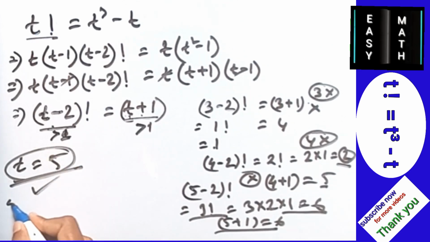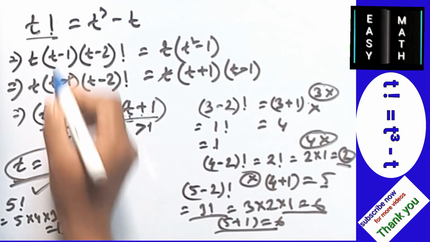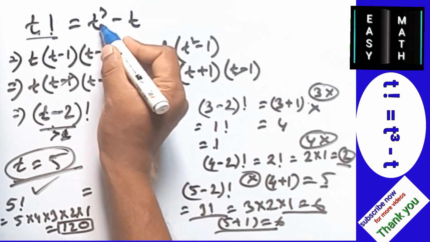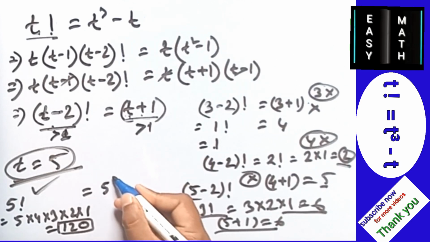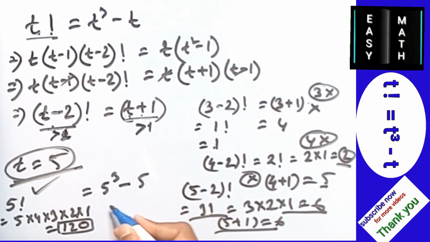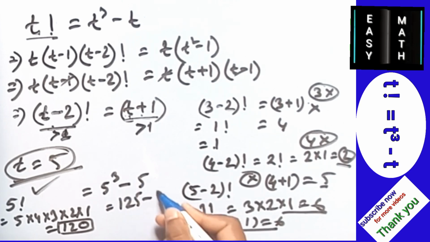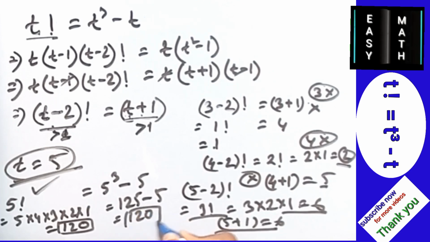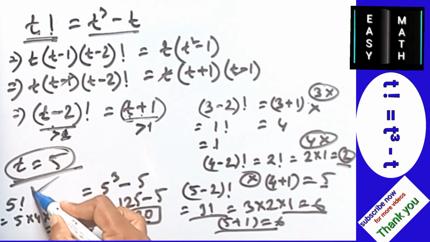and verify t value is 5, so t value is 5 here, and so here is 5 into 4 into 3 into 2 into 1, so this value is 120, and this side, t value is 5, so 5 cube minus 5, so 125 minus 5, so this side is 120 and this side is 120, so satisfied, so t value is 5.